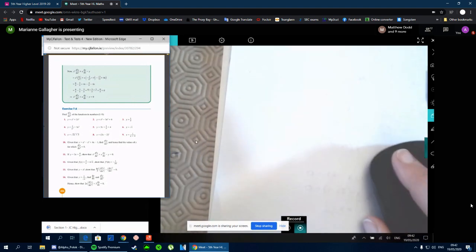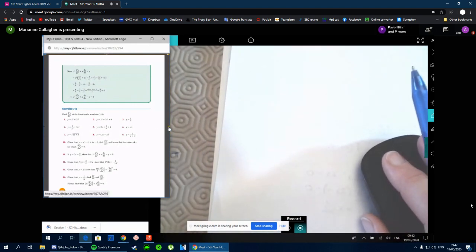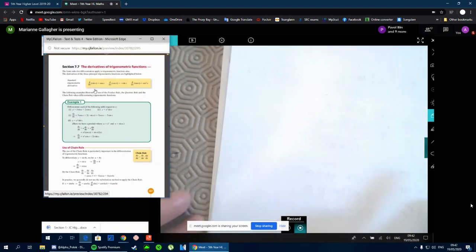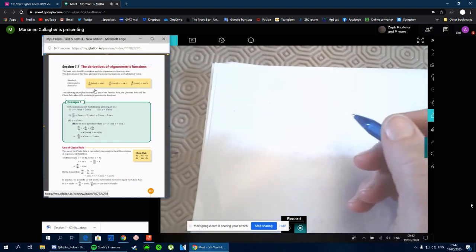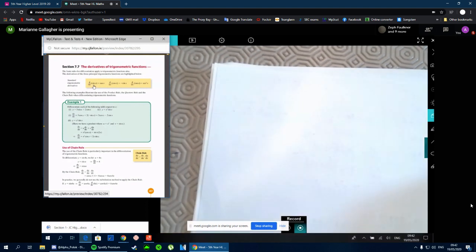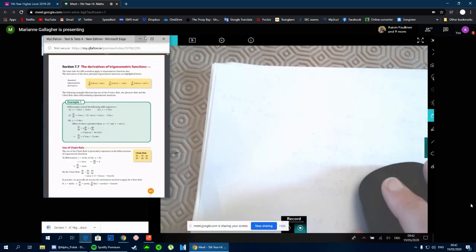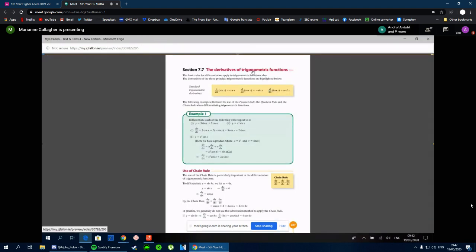So 7 is sine and cos. And the differentiating part is easy in that you just have to remember that sine changes to cos, and cos changes to negative sine, and tan changes to sec squared. So they're all there in the yellow box at the top of the page. You see that? Okay. And they're also on that page in the tables.